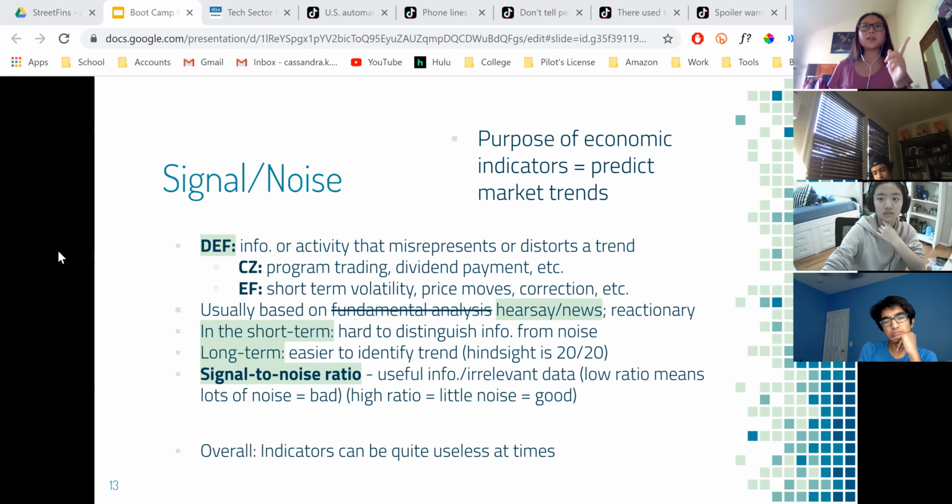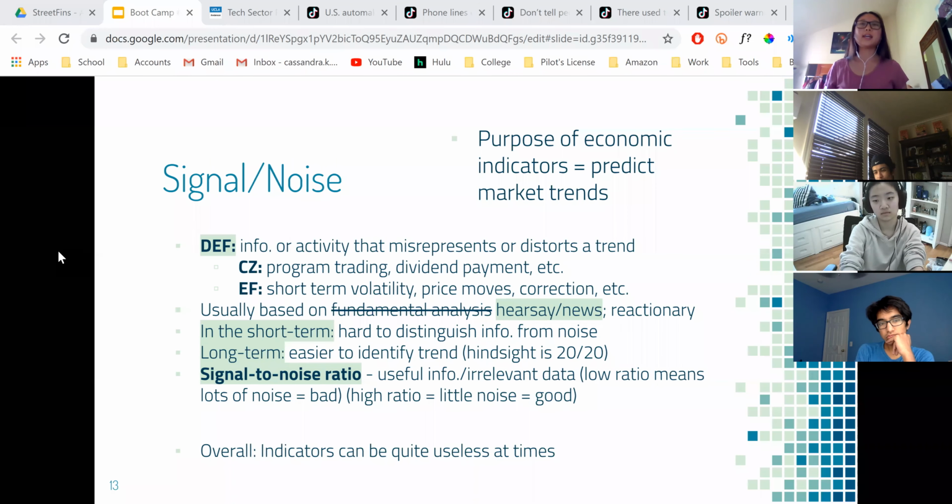The important thing to know about noise is that it's hearsay and it's reactionary. It's not really based on fundamental analysis. It's kind of like the gossip of the economic world. In the short term, it's really hard to distinguish information from noise, because it's hard to tell whether everyone making a move in the market is a good idea or not. In the long term, well, hindsight is 20/20.